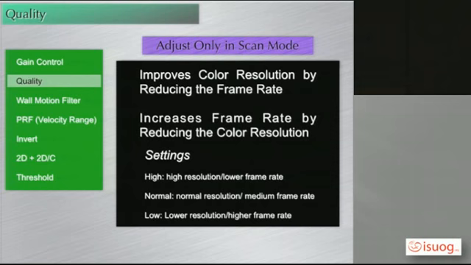What does the quality setting do? This setting affects the color resolution and the frame rate. If the setting is high, the color Doppler resolution is improved while lowering the frame rate. If the quality setting is normal, then there is normal resolution with a medium frame rate. If the quality setting is low, there is a lower resolution but a higher frame rate.